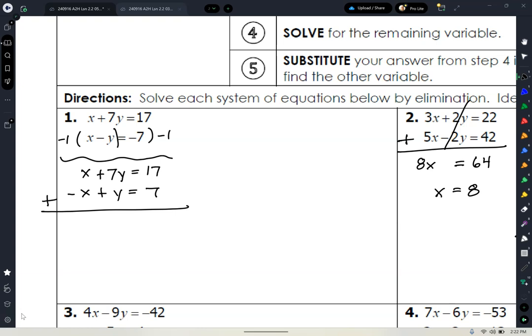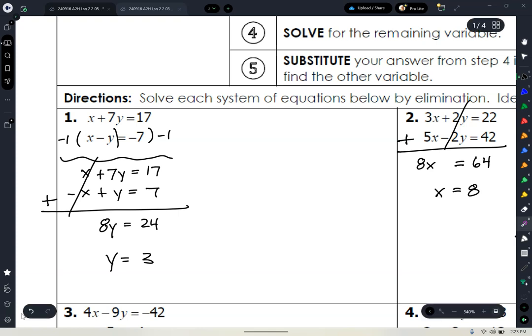And now it becomes the same thing that I just did. So my x's are going to eliminate in this case. All right, and I'm going to end up with 8y is equal to what? 24. And y is equal to 3. Okay? Now, once we have one of our answers, then we can just go back and plug it in and find one of the other ones.